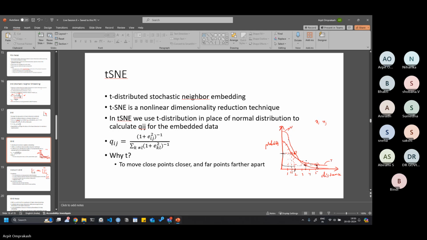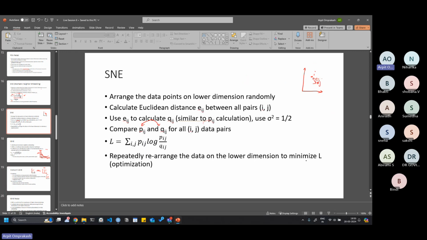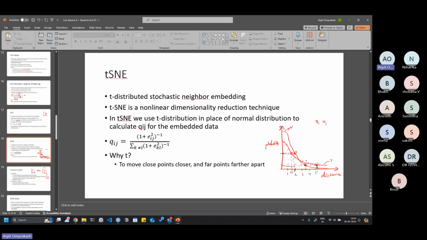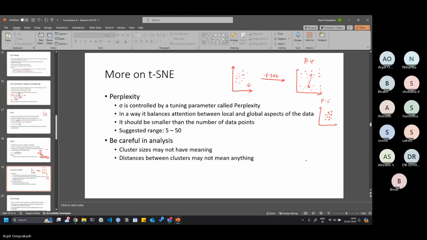Okay. So the sigma in this equation, and in that equation, is controlled by a tuning parameter called perplexity. It basically balances between the local and global aspects of the data, and it's recommended that it should be smaller than the number of data points that you have, and the suggested range is between 5 and 50.